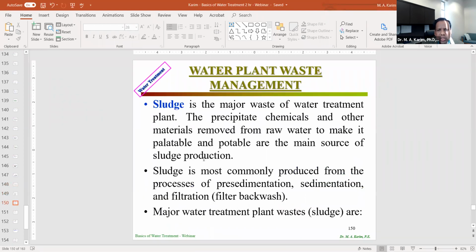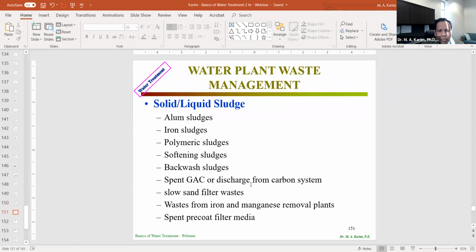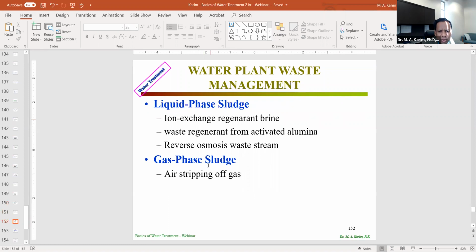Then the water plant waste management. Basically, sludge is the major waste in there. As we have seen, especially the sedimentation tank, there's a lot of sludge, as well as the precipitation tank, right? As well as the softening tank, there's a lot of sludge. So these are the sludge we have to manage differently. Okay? So there are solid and liquid sludge, different types we can have. Here are the liquid phase and the gas phase that we can do.